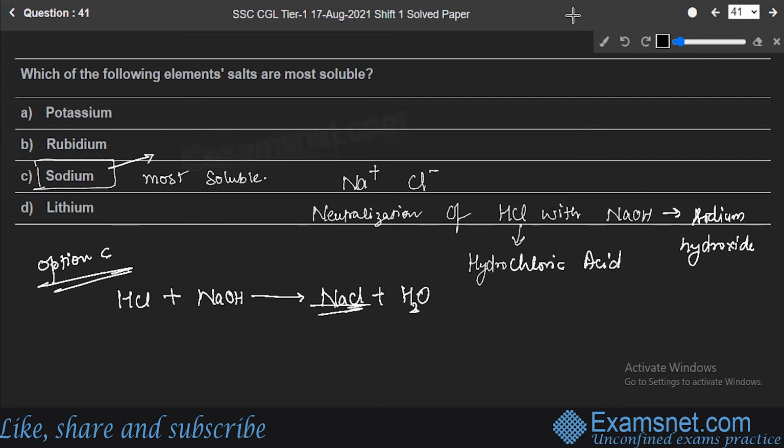The atomic number of sodium is 11 and its electronic configuration is 2, 8, 1. Since it has one electron in its outermost shell, it is highly reactive.